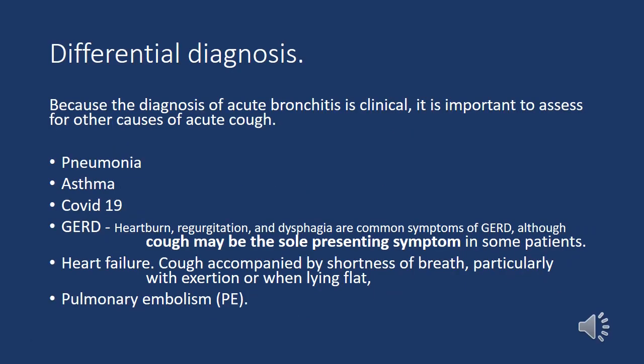Differential diagnosis of acute bronchitis. When diagnosing acute bronchitis, considering various potential causes for acute cough becomes essential. Let's explore the differential diagnosis of acute bronchitis to ensure a comprehensive assessment for similar conditions. Pneumonia shares similarities with acute bronchitis in terms of respiratory symptoms. Distinguishing features often include fever, chest pain, and a more severe illness.